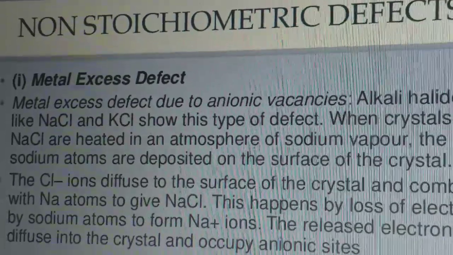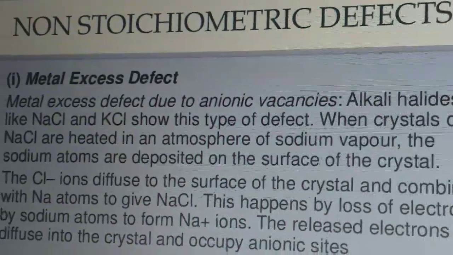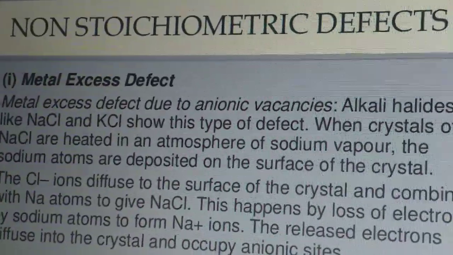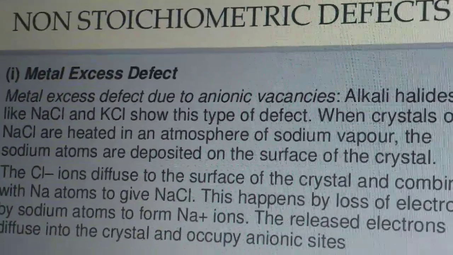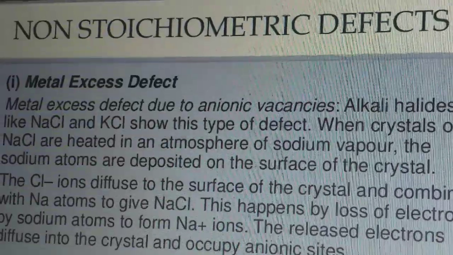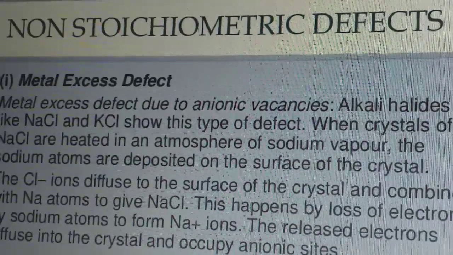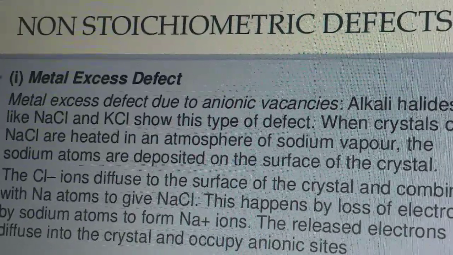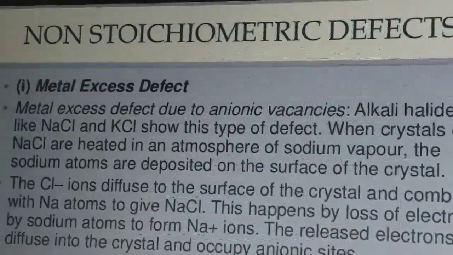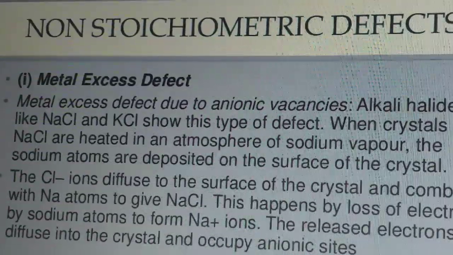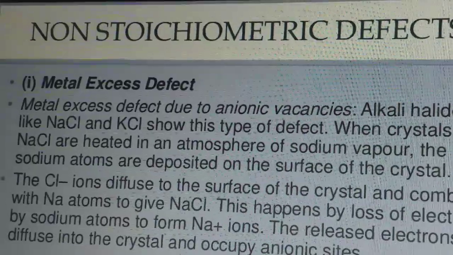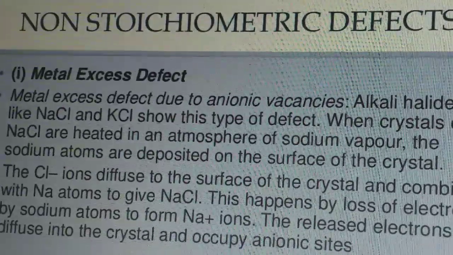Non-stoichiometric defects. If as a result of imperfections in the crystal, the ratio of the cations to the anions becomes different from that indicated by the ideal chemical formula, the defects are called non-stoichiometric defects. And these defects result in either excess of the metal atoms or excess of non-metal atoms or deficiency of the metal atoms. First we discuss metal excess defect.